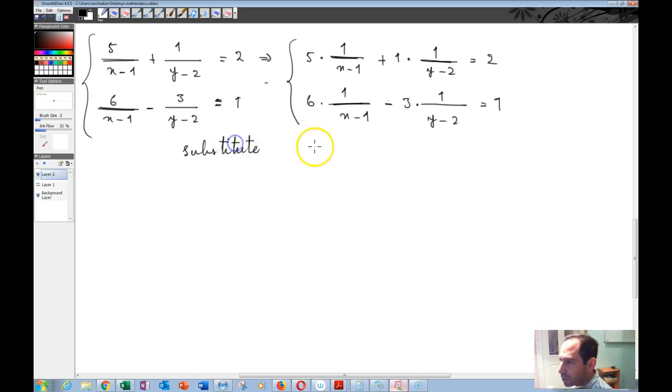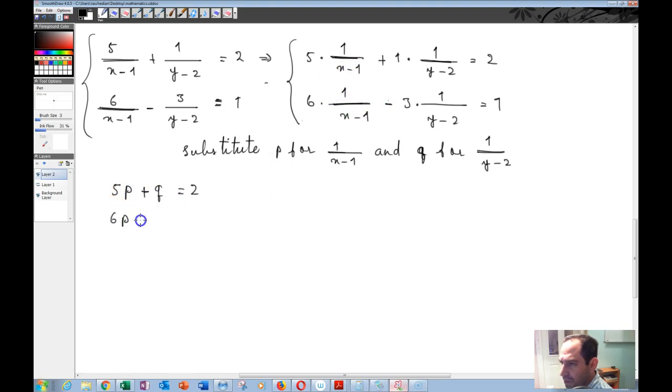You can substitute p for, for example, 1 over x minus 1, and q for 1 over y minus 2. Okay. So if you do that, what you will get is 5 times 1 over x minus 1, which is p, so 5 times p plus q is equal to 2, and 6 times p minus 3 times q is equal to 1. And now you have a pair of linear equations that you can actually solve.